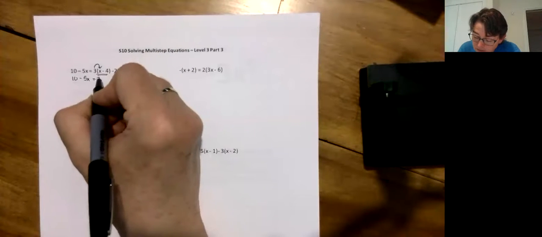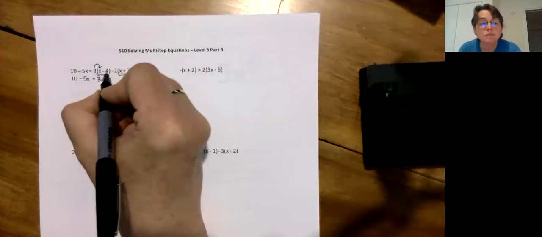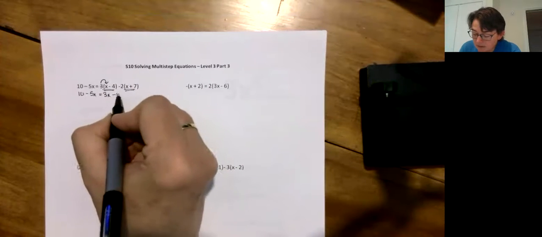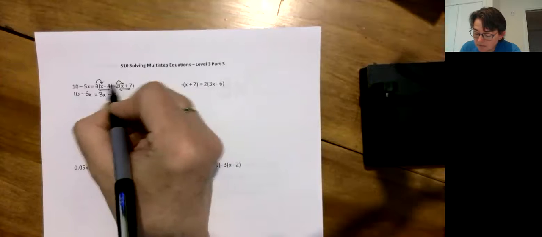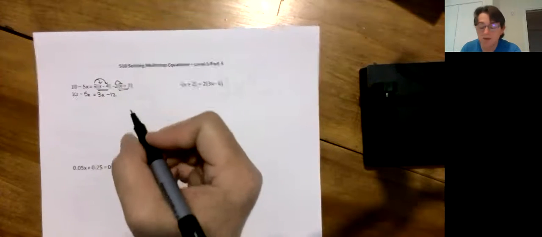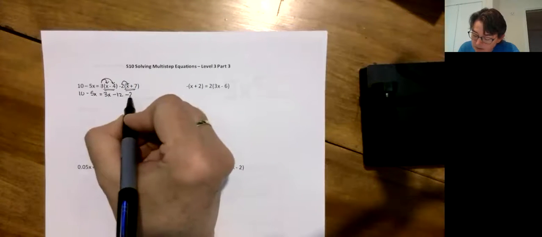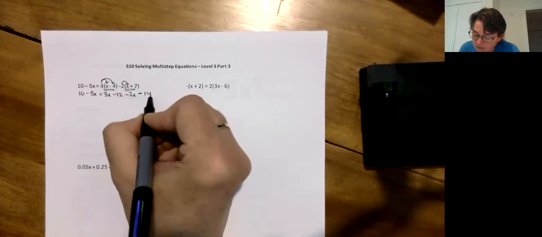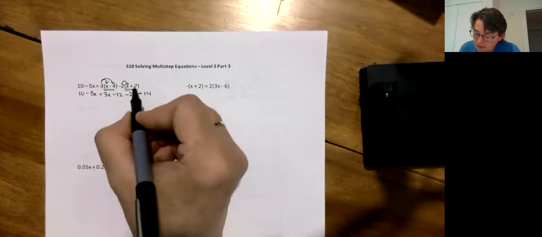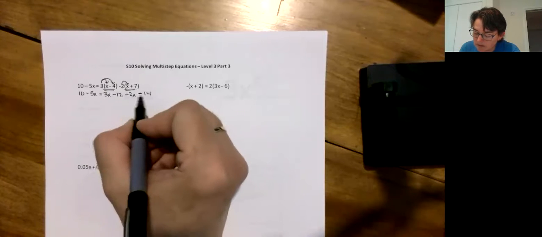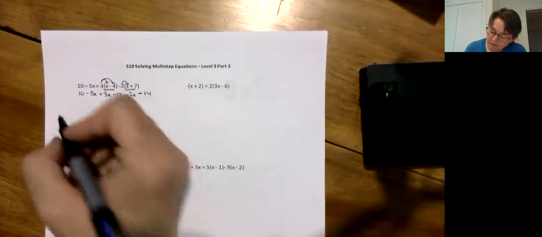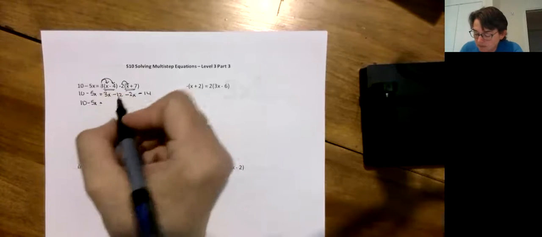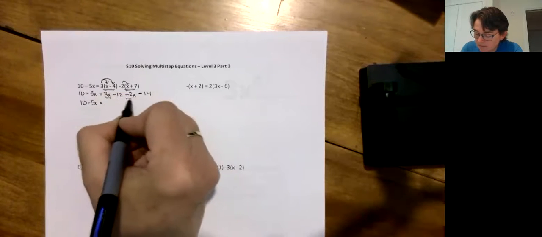So 3 times x is 3x. 3 times minus 4 is minus 12. Now, oops, forgot to turn the arrow. Now we go negative 2 times x, so it's minus 2x. Negative 2 times plus 7 is minus 14. Before I go any further, I want to double check my signs there. These were both positive, now they're both negative. So we're good. 10 minus 5x is equal to, I put these together.